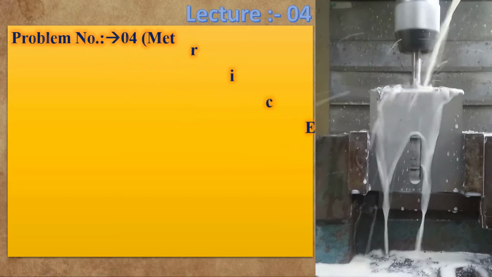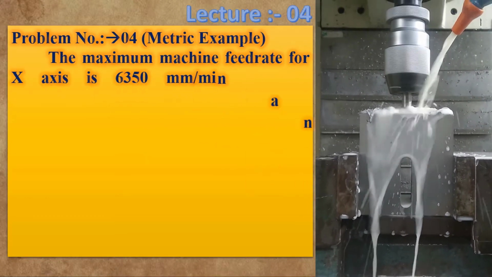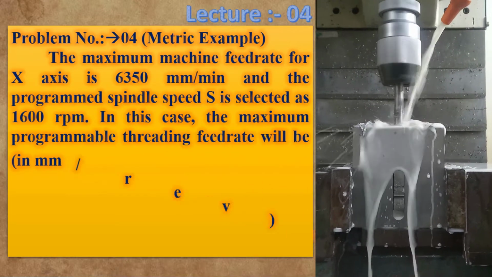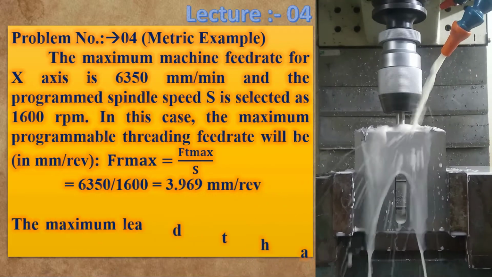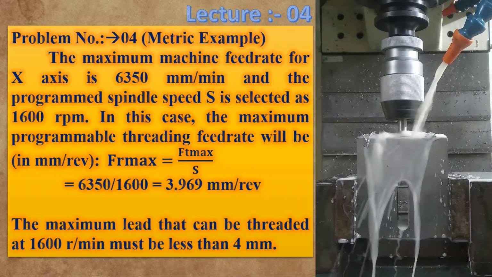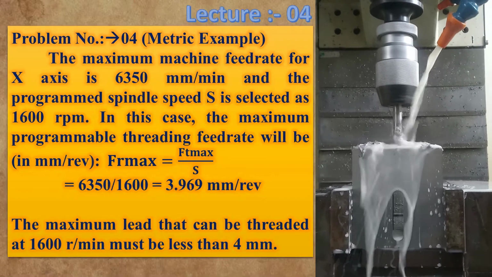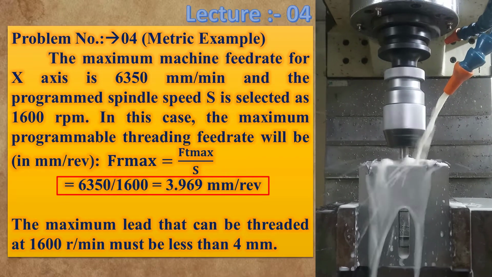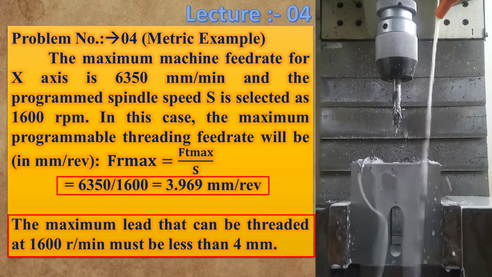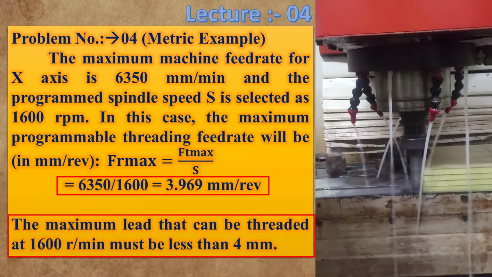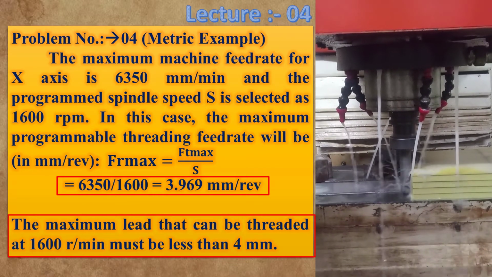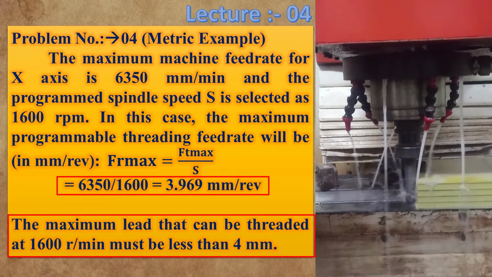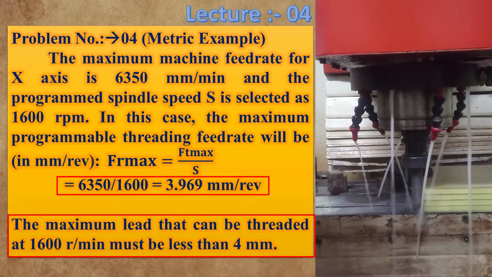The next example is similar, using metric units. The maximum machine feed rate for the X-axis is 6350 mm per minute and the programmed spindle speed S is selected at 1600 rpm. In this case, the maximum programmable threading feed rate in millimeters per revolution is 6350 divided by 1600, which equals 3.969 millimeters per revolution. That means the maximum lead that can be threaded at 1600 revolutions per minute must be less than 4 mm. The calculated values only indicate the actual capabilities of the control and the machine and do not guarantee a safe job setup or even suitable machining speed.